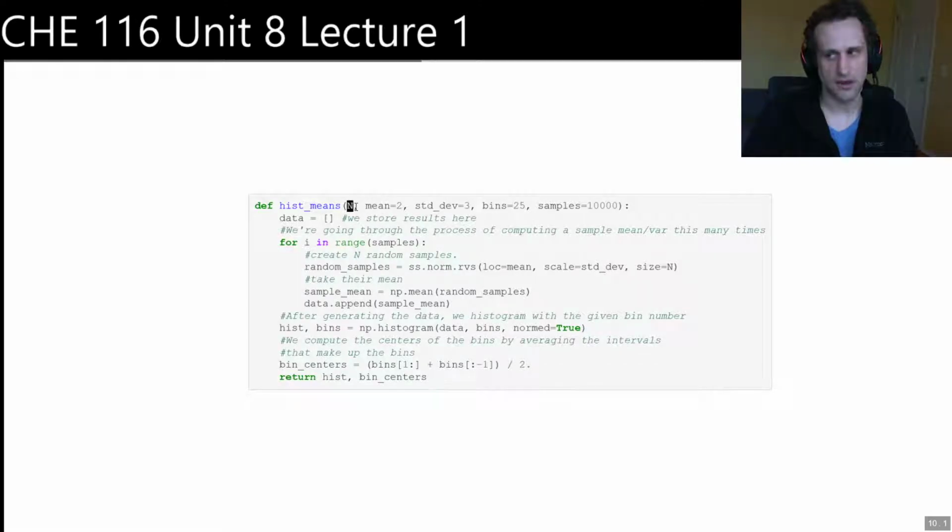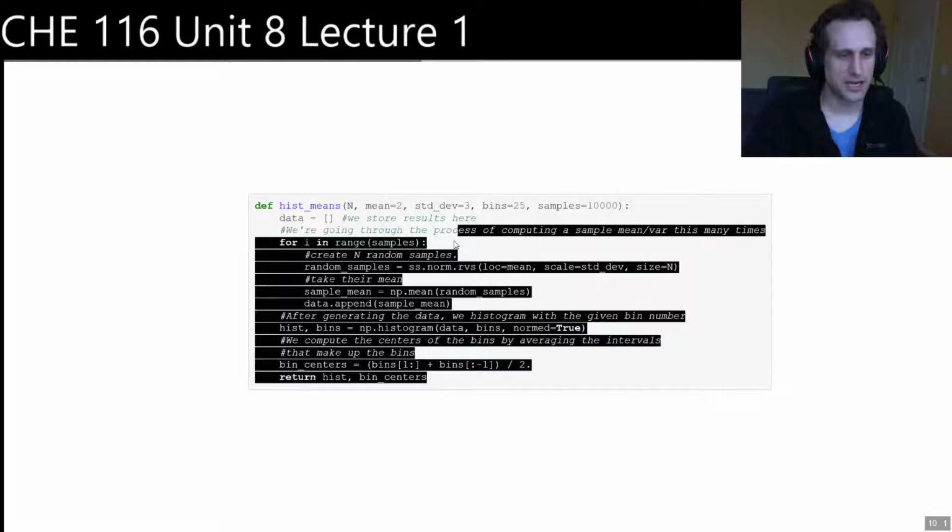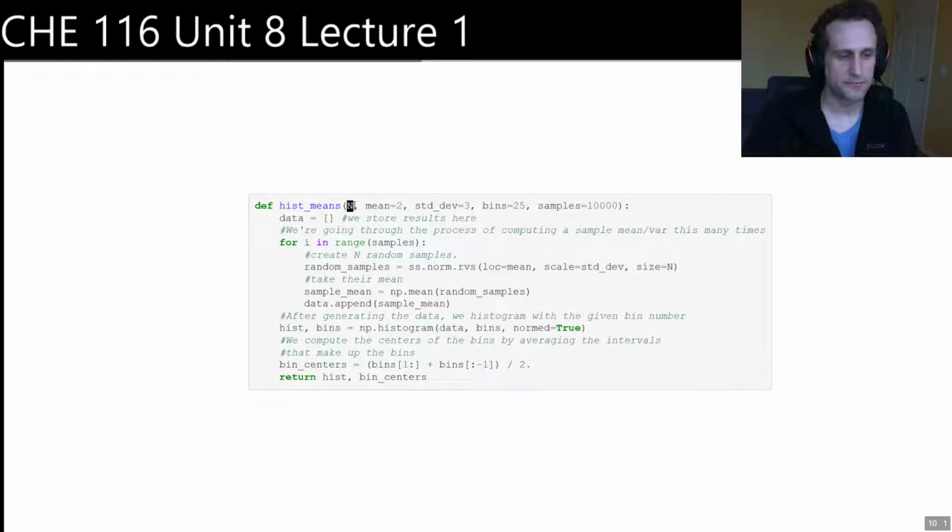N here is how many people I'm going to look at a time, if we think about this as a people problem, or how many samples I'm going to look at a time. So we're going to go through 10,000 times and grab n random samples, and we're going to compute their average. And we're going to do that a whole bunch of times, and we're going to histogram to see what those sample means look like.